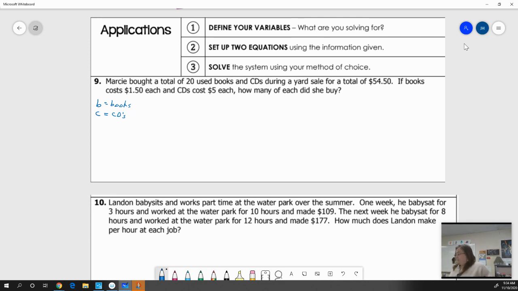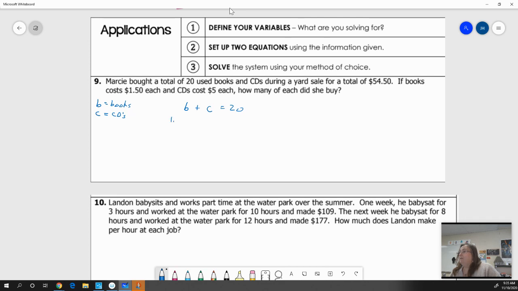What we know is that B plus C equals 20, right? Because she got a total of 20 used books and CDs. So if I add my books and my CDs together, I'm going to get 20, right? I know that every book costs $1.50.